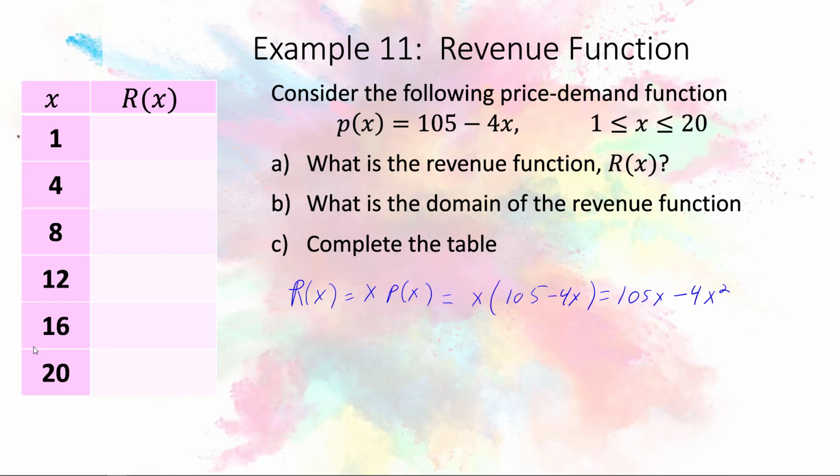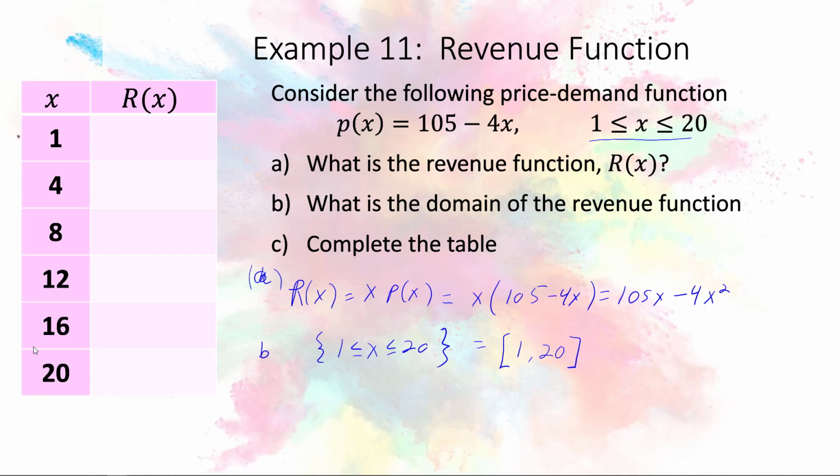So this is A. For part B, what is the domain of the revenue function? Well, remember, the domain of the revenue function is basically the same as the domain of the price demand function. So that will never change. So for B, the domain is going to be all values of x between 1 and 20. If they want it in interval notation, that would be the closed interval between 1 and 20. So we would actually have brackets because we have non-strict inequalities. And then finally, we need to complete the table.